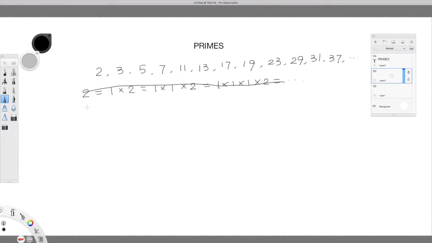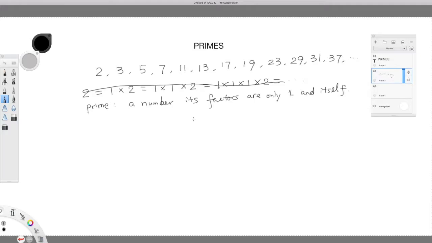And what are primes? Primes are numbers, a number whose factors are only 1 and itself. Okay, so it does not have any other factors other than 1 and itself.